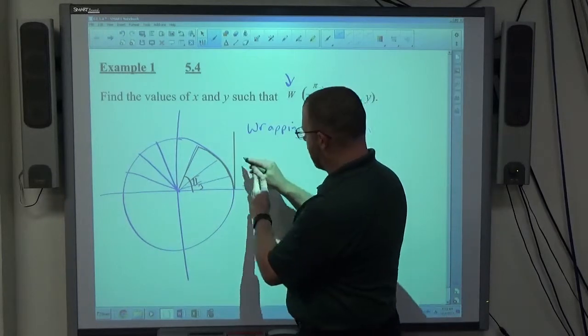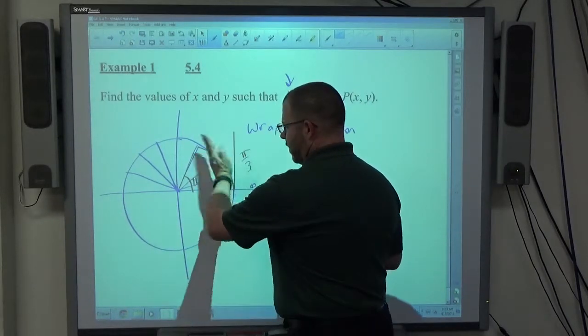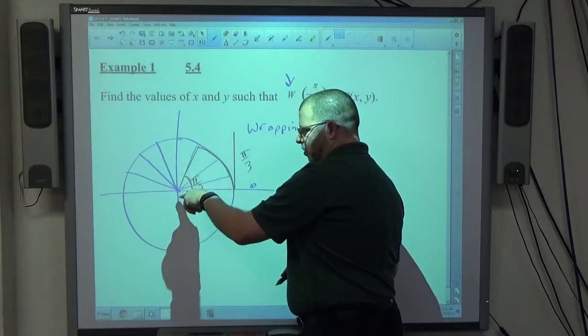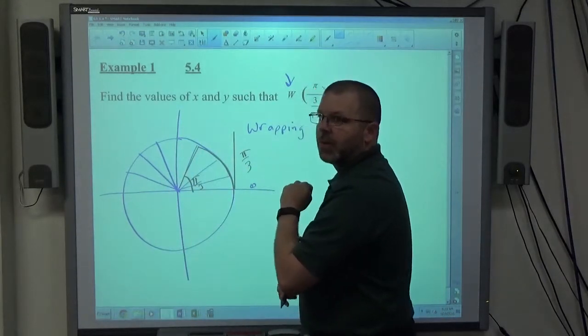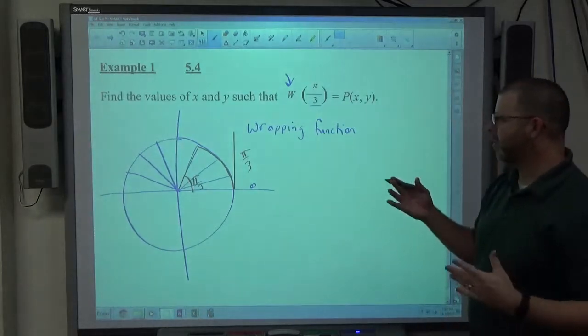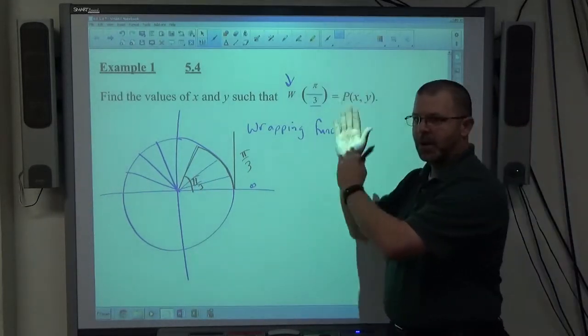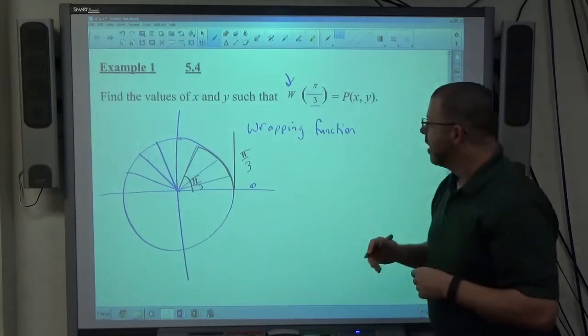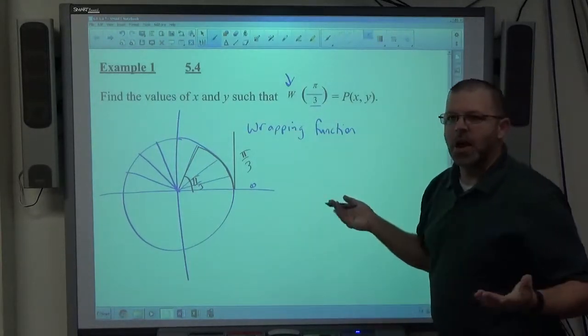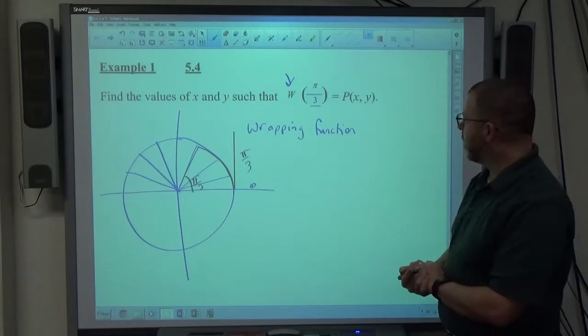Okay, so if this is pi over 3 long, it wraps around. So the central angle matches the arc of the circle, basically. When it says wrapping function, that's why it's called a wrapping function, because you're wrapping a segment this long around the circle. All right. You don't have to know why it's called a wrapping function, but that's why it is.